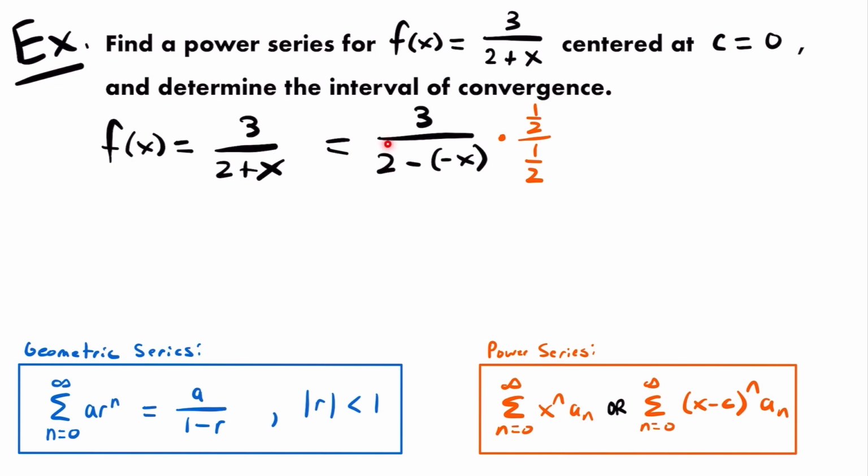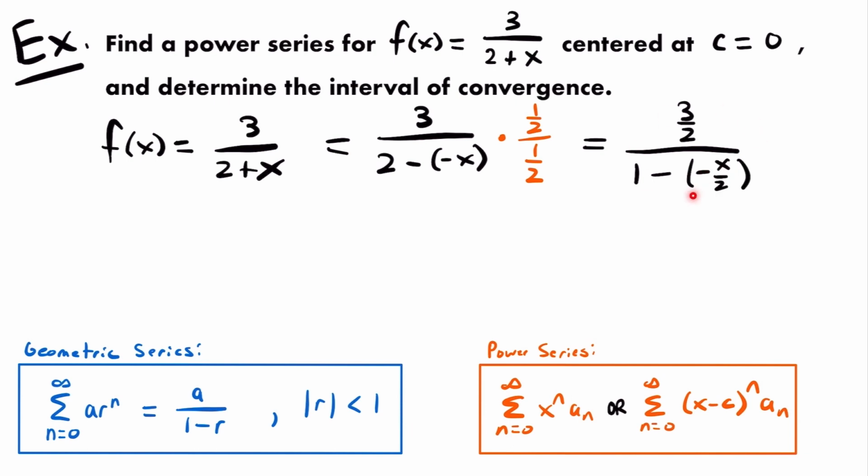And so then we'll have 1 minus some common ratio. All right, so if we simplify, this is equal to 3 halves divided by 1 minus negative x divided by 2. All right, so 1 half times 3 is 3 halves. 1 half times 2 is 1. And 1 half times negative x is negative x divided by 2.